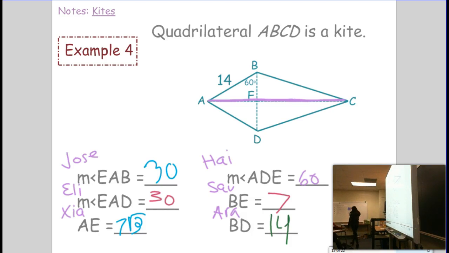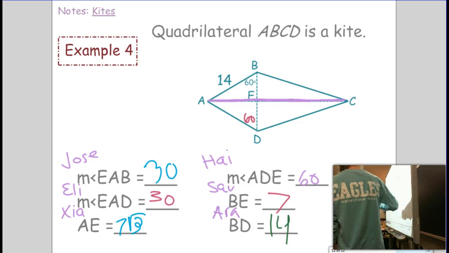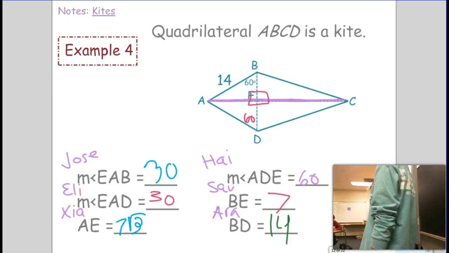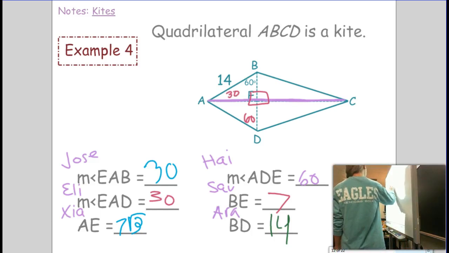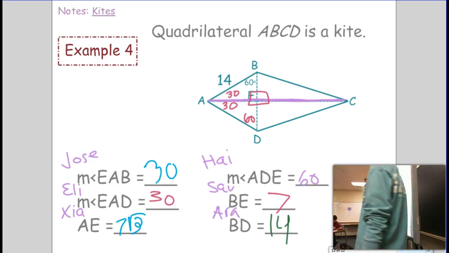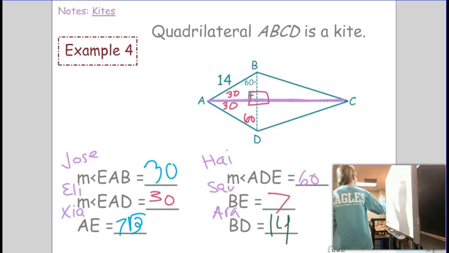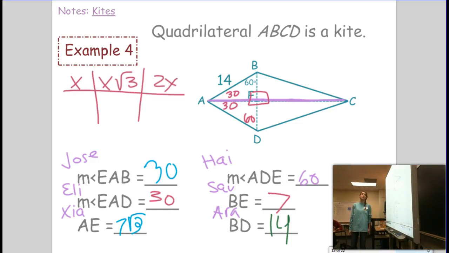All right, you ready for this? Let's do it. Mirror image. So, 60, 60. 14. Diagonals are perpendicular. In a right triangle that has a 60 degree angle, what's the other angle every time? 90. 30, 60, 90. 30 looks in the mirror and sees 30. Now we can deal with sides. 14 is across from 90. X, X root 3, 2X, because we love having a pattern. We don't have to use Pythagorean theorem.